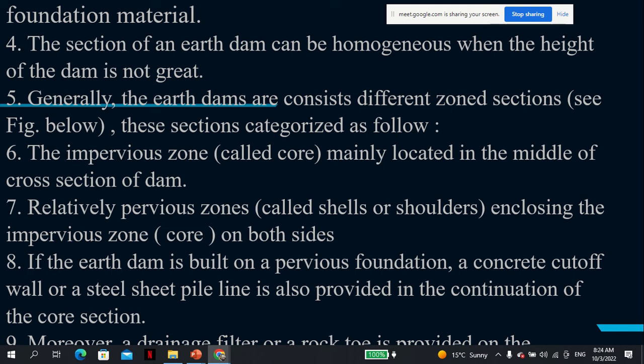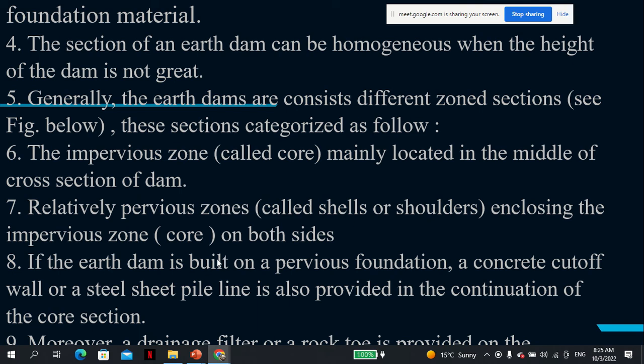Where you need high shear strength, you have maybe rock fill or sand fill, because they have good shear strength. Though they have good shear strength, they have high permeability, which is not good. So in the section immediately after the material with good shear strength, you put material of low permeability, but they have low shear strength. So if an earth dam is built on a pervious foundation, a concrete cut-off wall or steel pile line is provided. This is like the issue of the sheet pile.